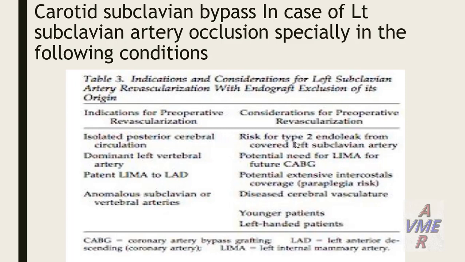Carotid subclavian bypass in case of left subclavian artery occlusion, especially in the following conditions. If you have isolated posterior cerebral artery circulation, where the circle of Willis is not complete. If you have a dominant left vertebral artery, if you have a patent left internal mammary artery for CABG, and an anomalous subclavian or vertebral artery.